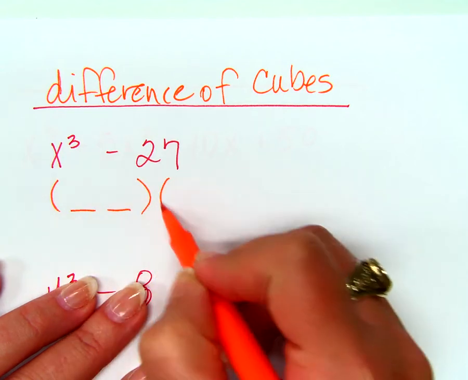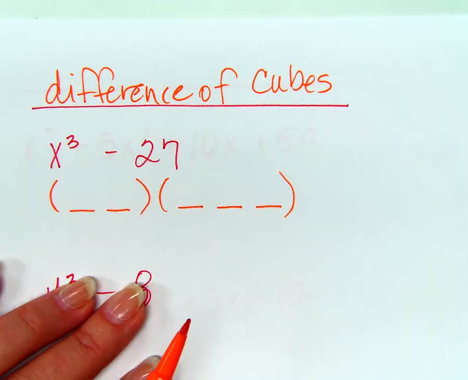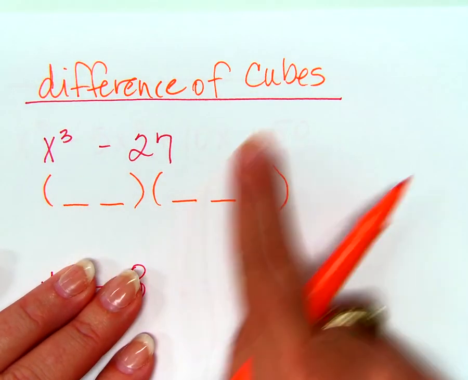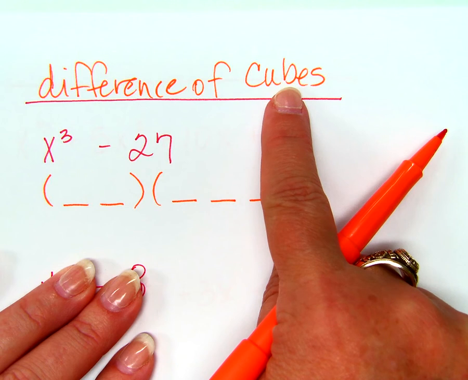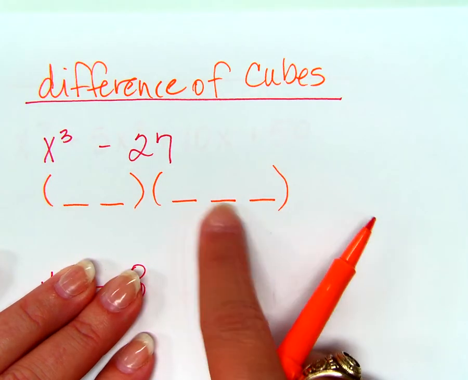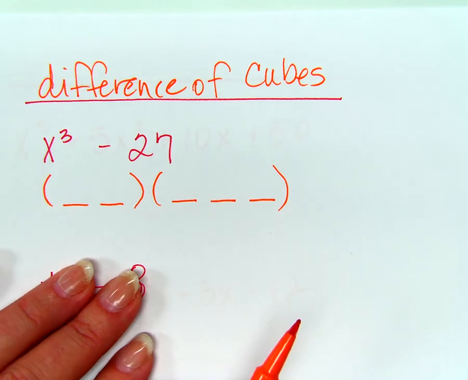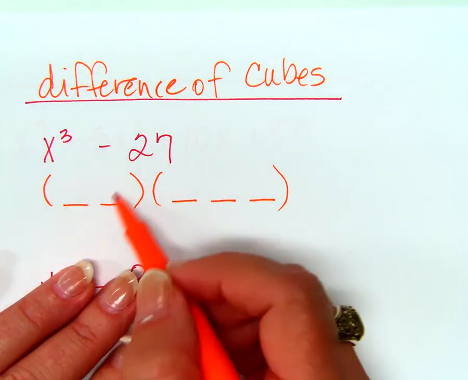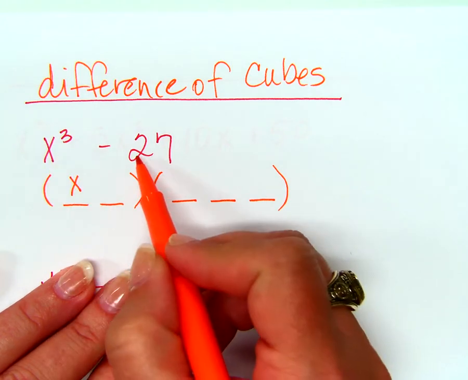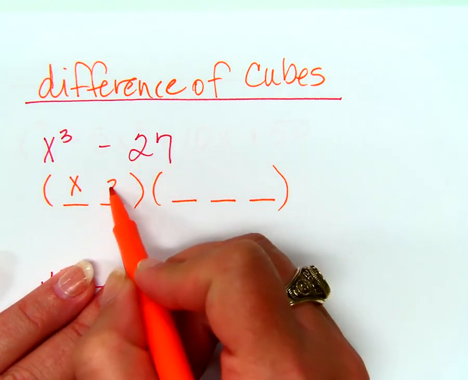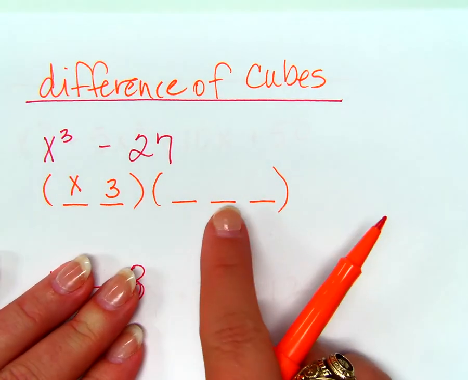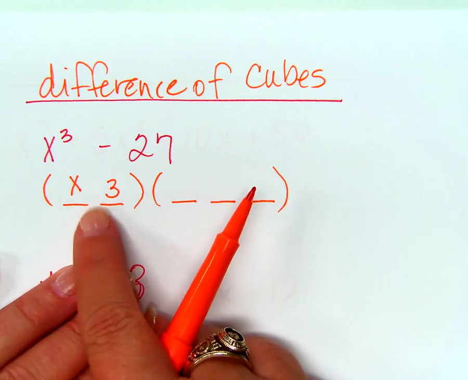Binomial, trinomial. So with difference of squares, I get two binomials. Difference of cubes, which kind of makes people think of 3 sometimes, right? I'm going to get a binomial and a trinomial that has 3. First, I'm going to fill in my binomial. What is the cube root of x cubed? x. What is the cube root of 27? 3. I'm ignoring signs right now.